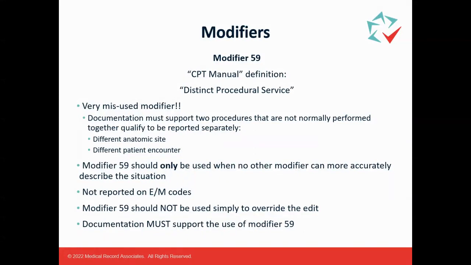It's not reportable on NM codes. Modifier 59 should never be used simply to override an edit. Your documentation must support the use of modifier 59. There is a lot of misuse of this modifier out there, and so I can't overemphasize enough making sure that you're accurately reporting this modifier.